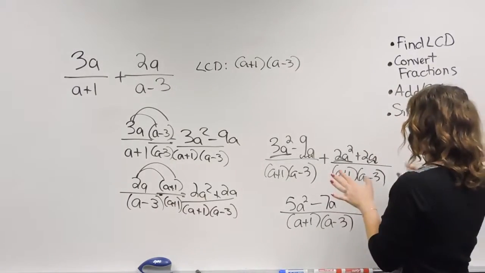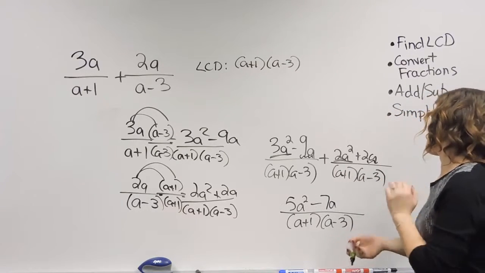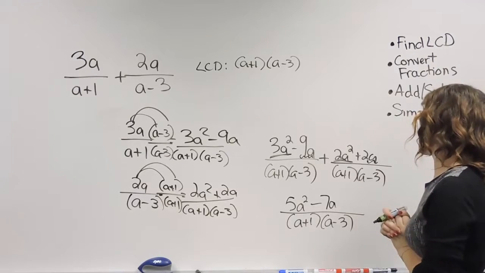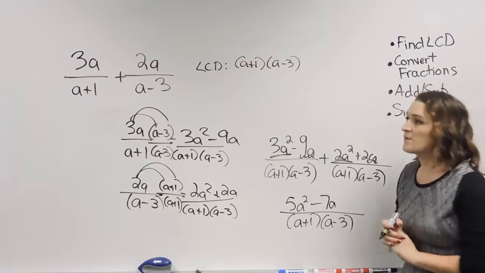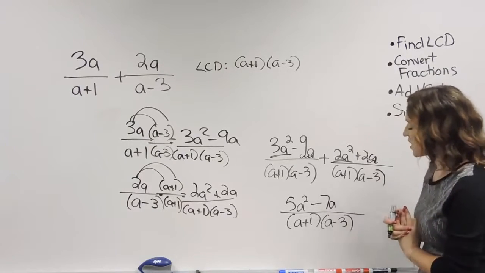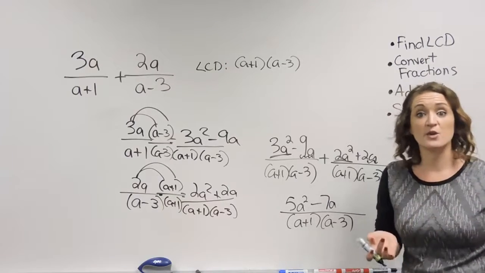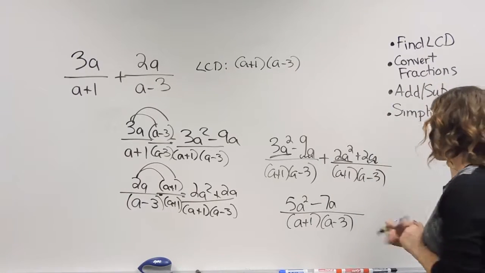So that's what we get when we add them together, which means we are down to our last step. Our last step is to simplify. Remember that when it comes to rational expressions, simplify really means factor. So we're taking a look to see: can we factor this? Is there any way for us to factor it and simplify?